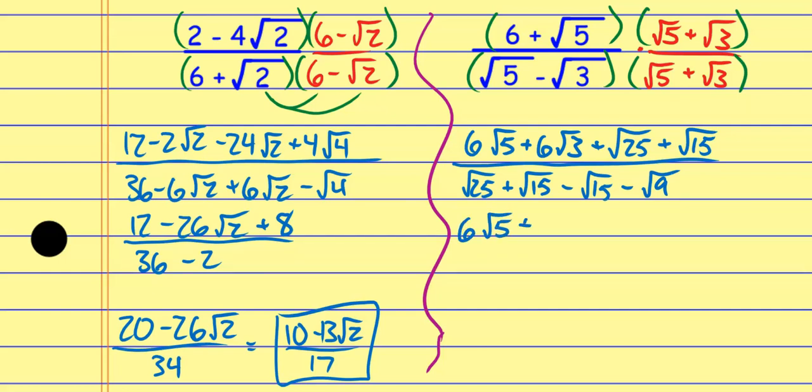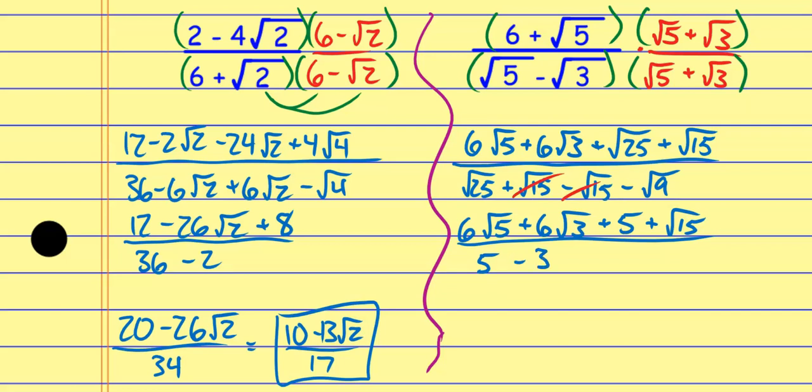So in the numerator, the square root of 25 is a 5, so I can rewrite that guy as a 5. 15 I can't do anything with. So just keep going. In the denominator, the square root of 25 is a 5. The square root of 15 minus the square root of 15, those middle terms cancel out, so they're going to go away. And if you want me to show you, I could just cross those out. The square root of 9 is a 3, so that's minus 3.